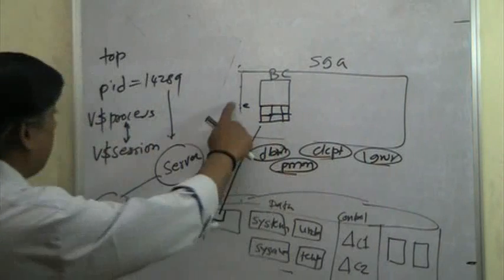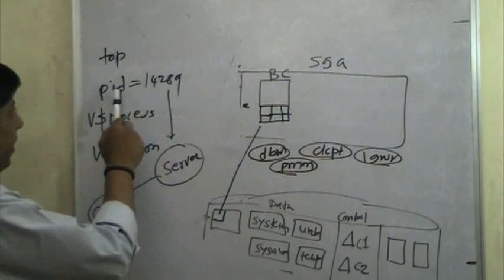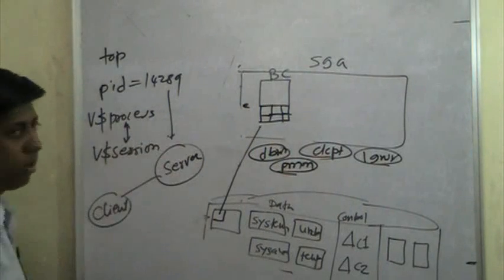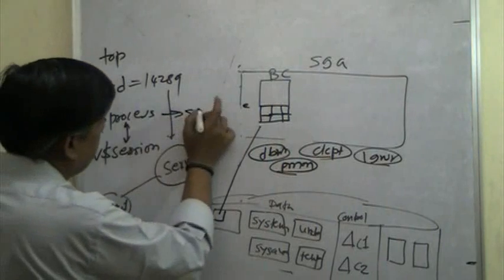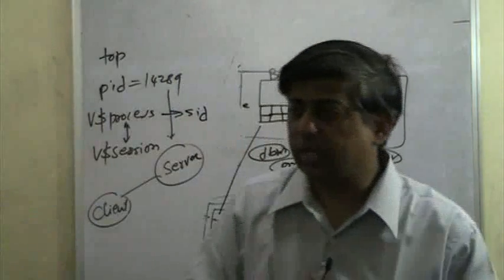Okay, let me rethink what I was saying. So yes, find out the Unix process ID using the top command. With the help of this number, go to the v$process view and then find out the SID there. And with the help of SID, go to the v$session view and find out the SID and the serial number.